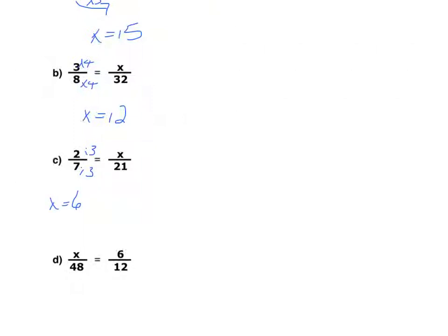Next one, this one's a little trickier. We have to go kind of backwards, but in order to get from 48 to 12, the easiest way is if we just take 12 times 4. So that's what I'm going to do to the top as well, times 4, and I get x equals 24. Again, these should not be too difficult. We should be able to do these pretty easily.